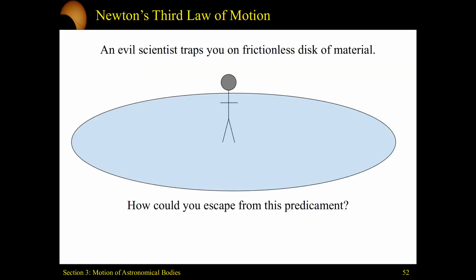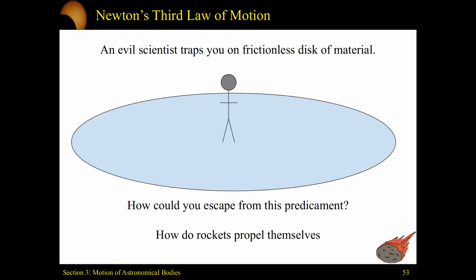A thought experiment to apply Newton's third law. Let's say I, or some evil scientist, have trapped you on a frictionless material. There is no friction between your shoes and this disc of material, so there's no way for you to walk off. There's nothing for you to push off of because we are canceling the third law with this frictionless substance. So how do you escape from this predicament? How do you get out of this trap, this fancy ice rink? Well, even though you can't walk, you still could throw something.